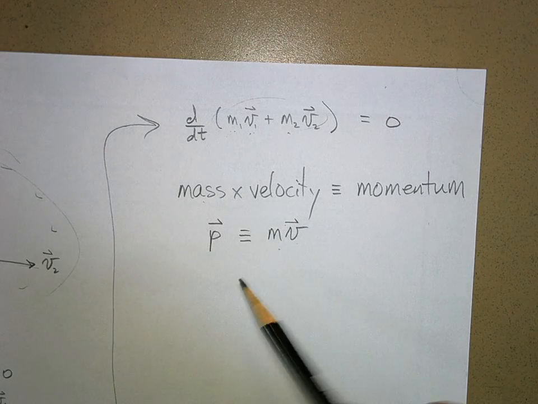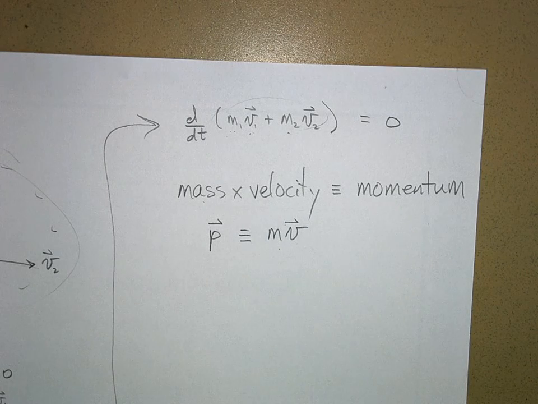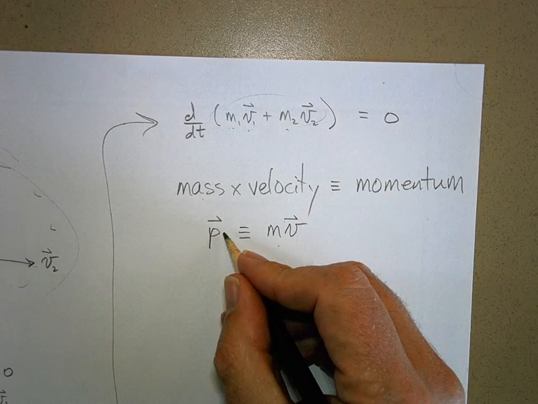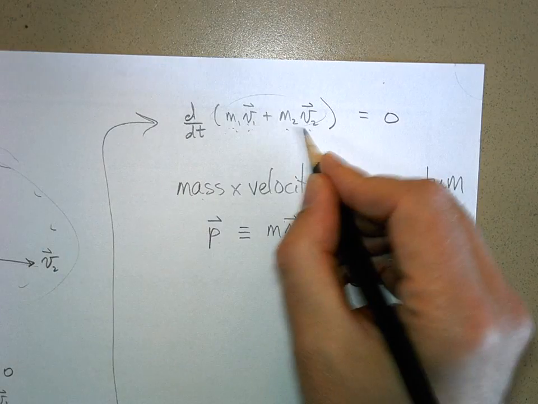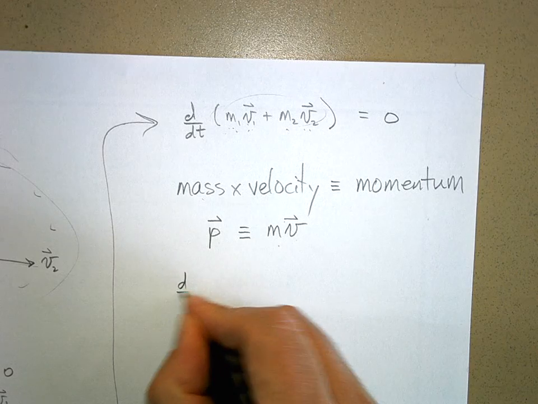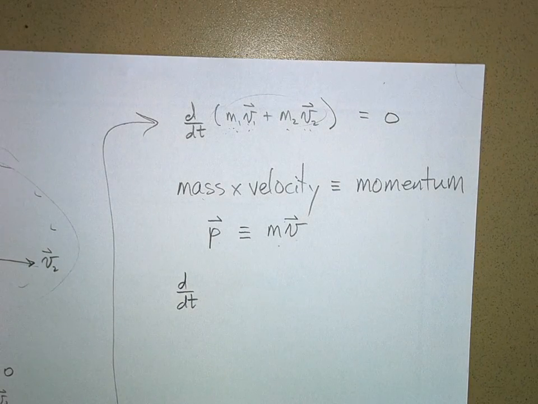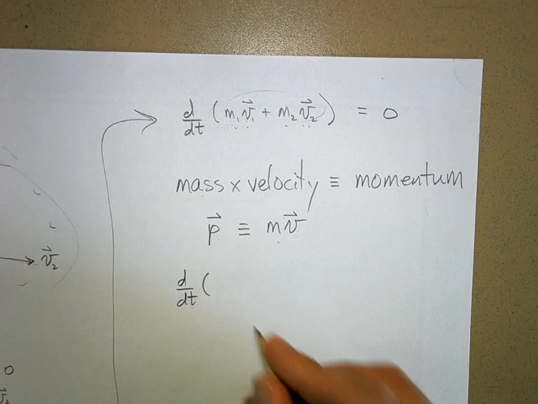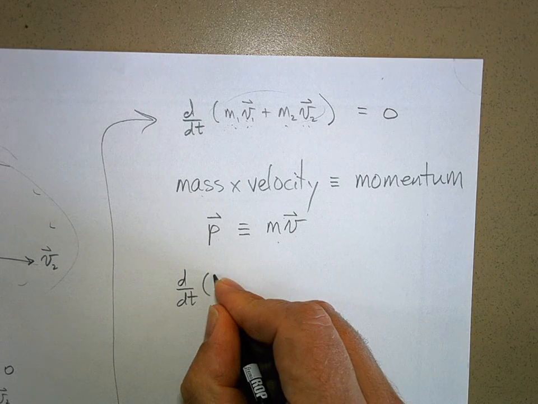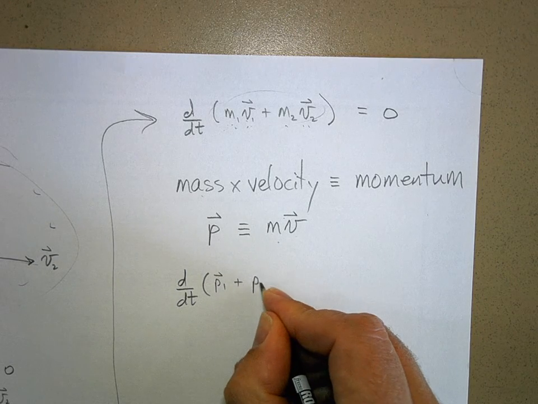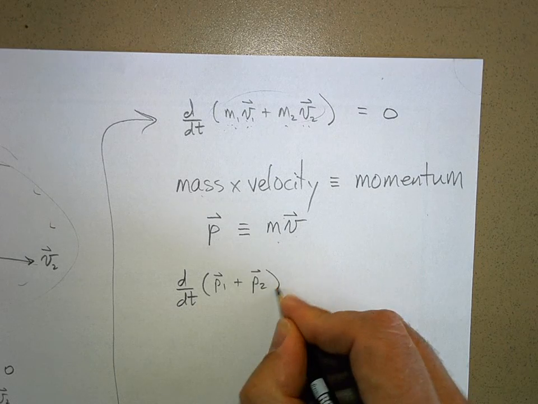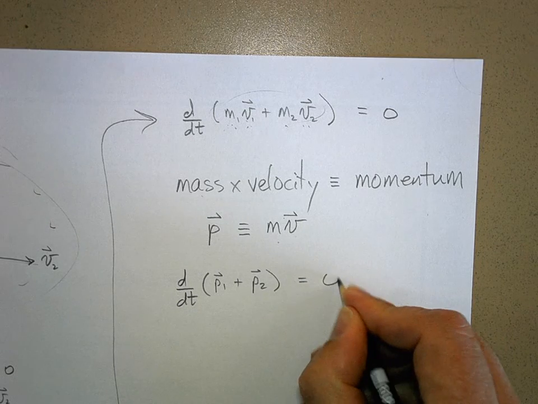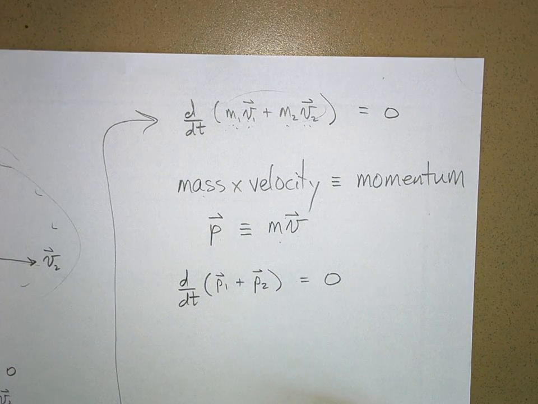In any case, this is the equation that we use for momentum. And so if I go back to this, I can say the time derivative of p1 plus p2 equals 0 in this case.